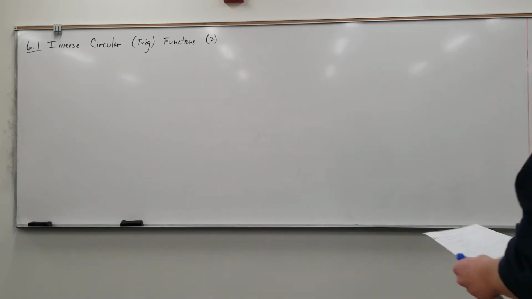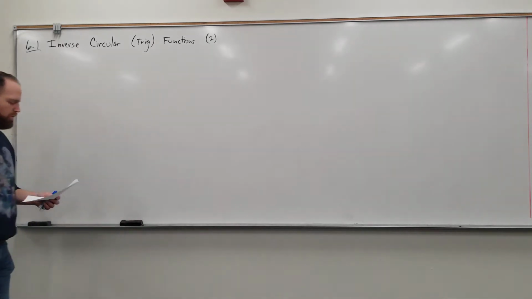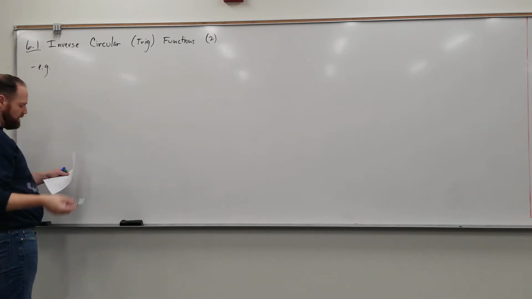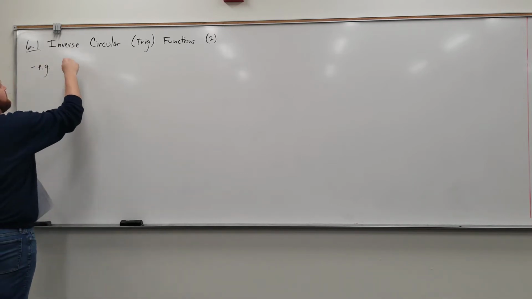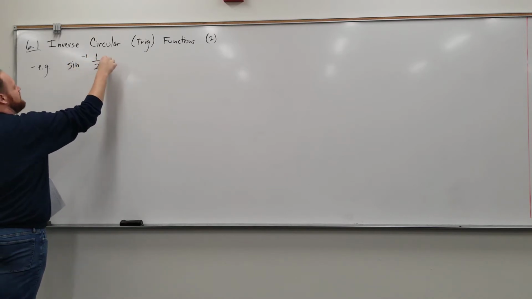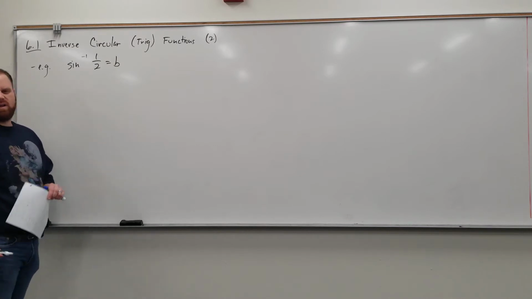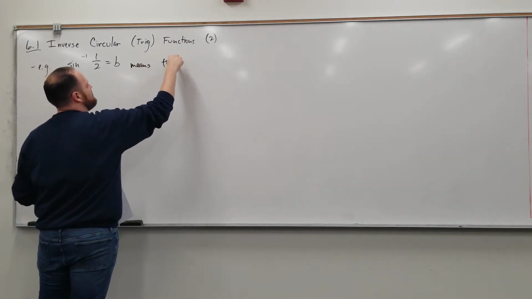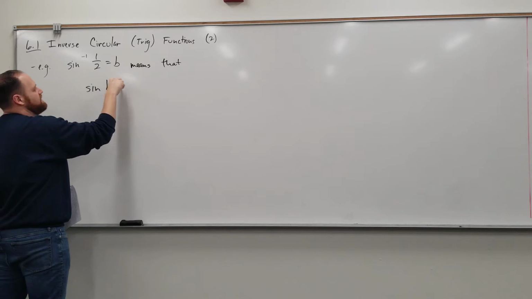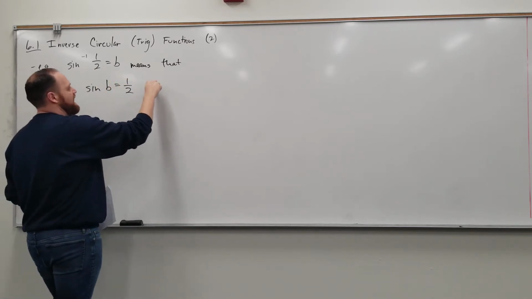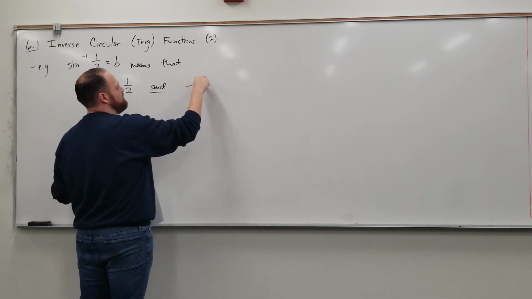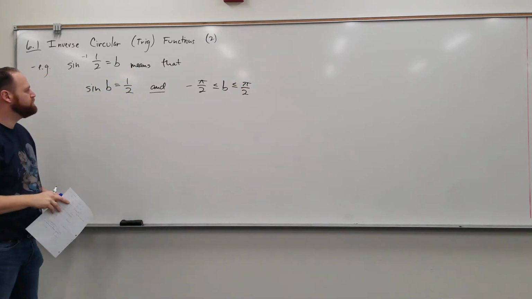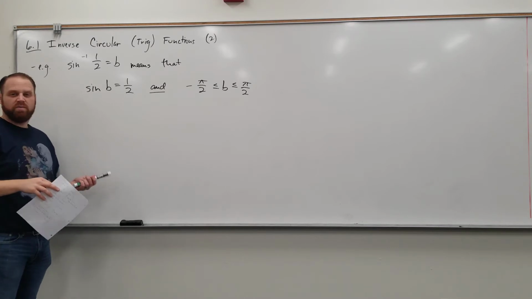Okay, so just to drive home the point I was trying to make at the end of the last video, for example, if you had a statement that said something like sine inverse of 1/2 equals b, it means that sine of b is equal to 1/2, and that b is between negative pi over 2 and pi over 2. And there's only one possible value of this, right?